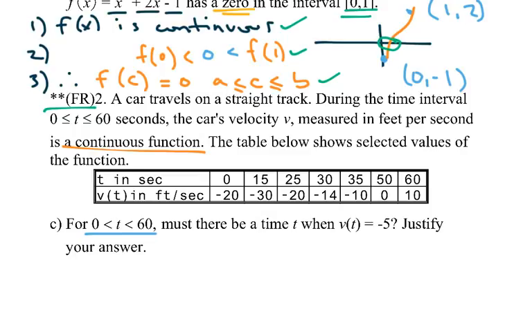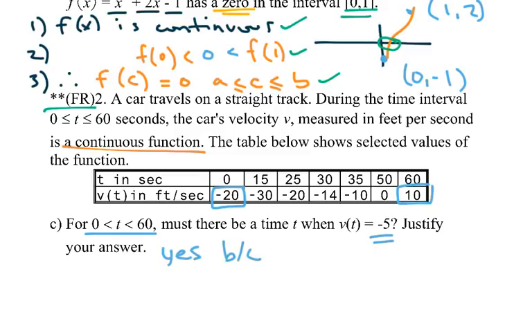So what we're going to look for here is, this is our interval from 0 to 60. We want to know what v of 0 is. Well, v of 0 is -20. We also want to know what v of 60 is. That's 10. Is -5 between -20 and 10? Yes, it is. So, must there be a time when the velocity was -5? The answer is yes.